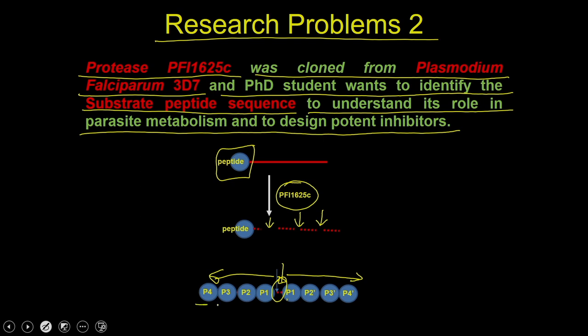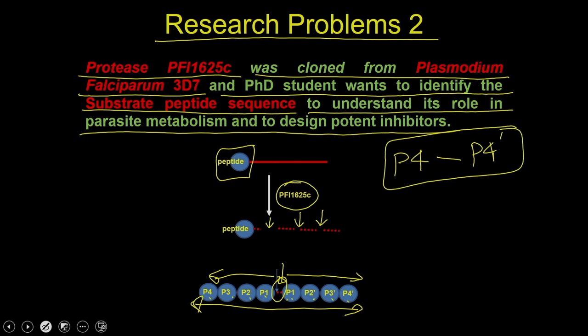What the person wants to identify is this particular sequence which is being recognized by the protease, and then it is cutting. So he wants to know this sequence. The sequence on one side is known as the P1, P2, P3 and P4 sites, whereas the sequence on the other side is known as P1 prime, P2 prime, P3 prime and P4 prime. So you want to know the P4 to P4 prime sequence for the protease PFI1625C.